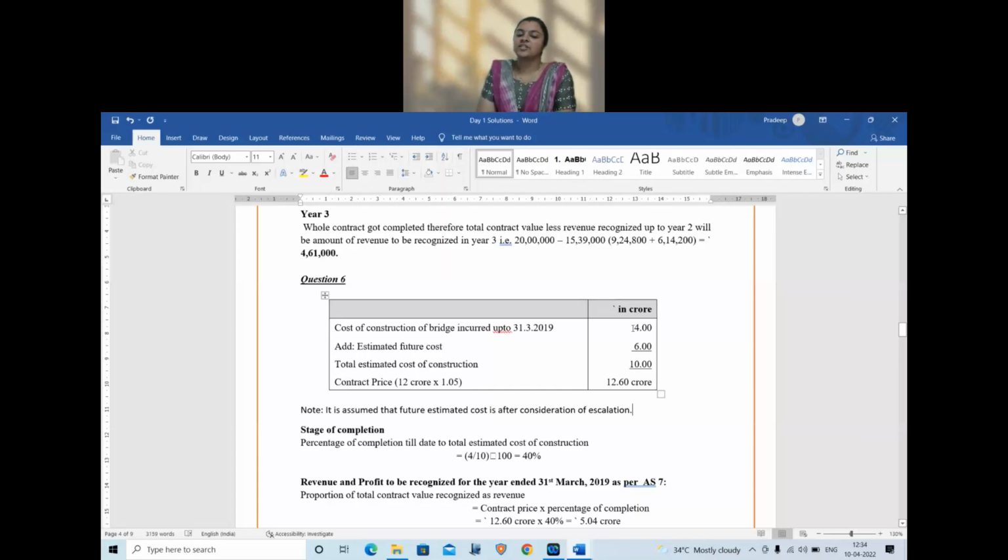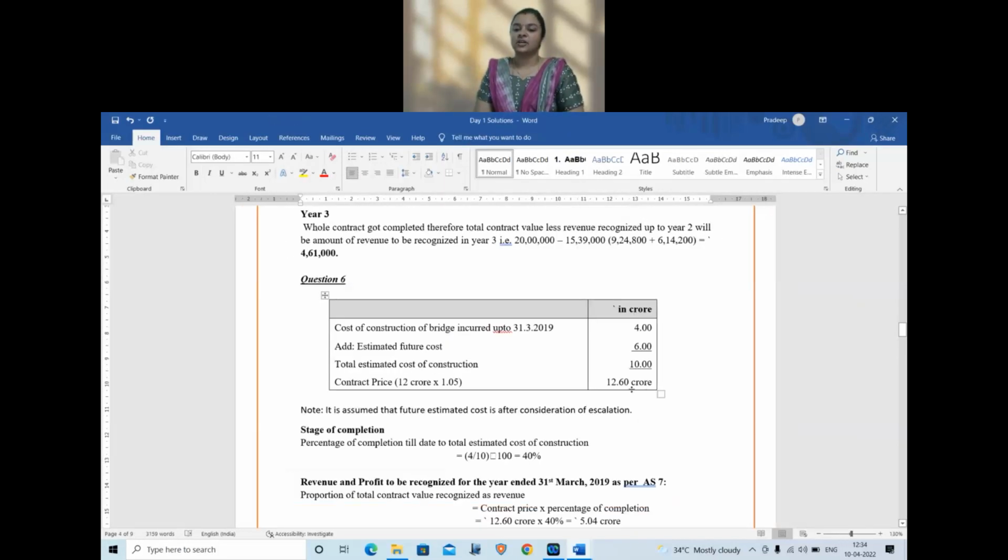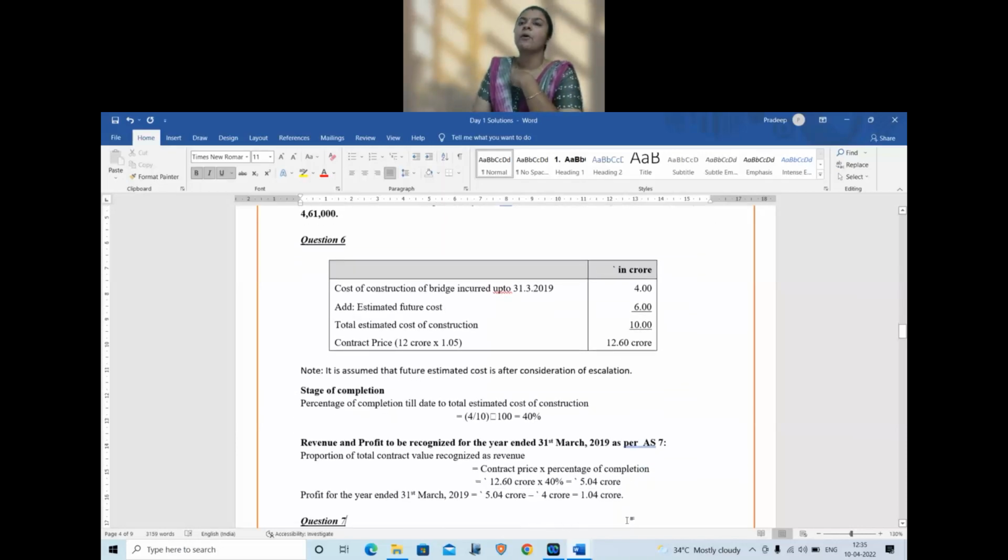So cost of construction 4 crores. Estimated future cost 6 crores after escalation. Total estimated cost 10 crores. Contract price 12 crores into 105%, which is 12.6 crores. Now, stage of completion, we need not do this formula also. We can directly compute 12.6 crores into 4 by 10, which will give you the answer of 5.04 crores as the contract revenue.